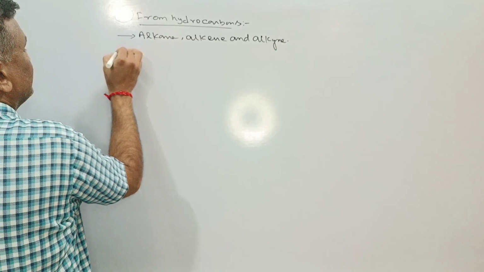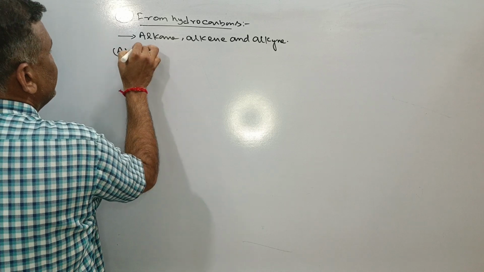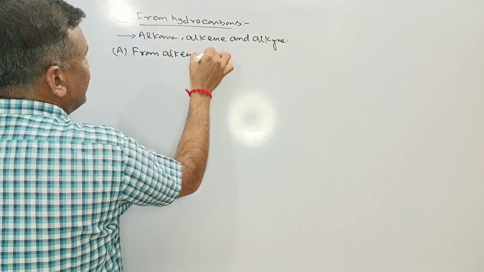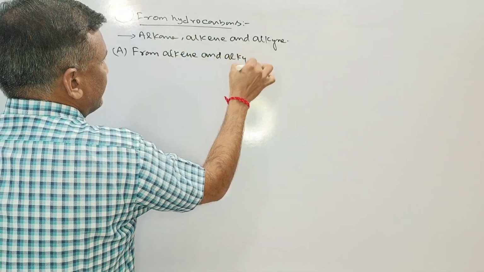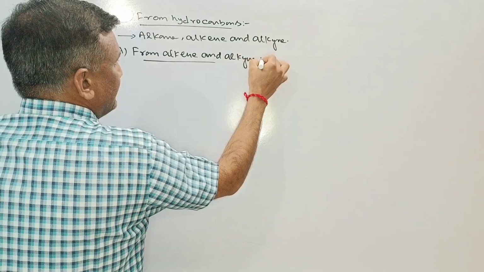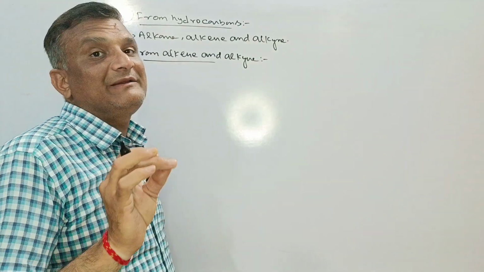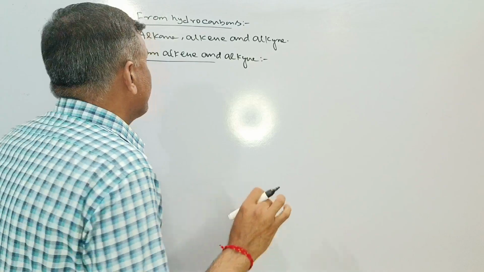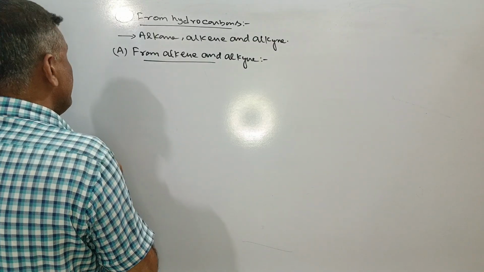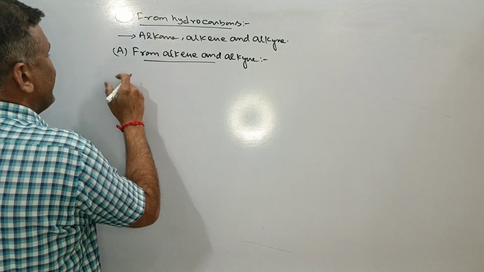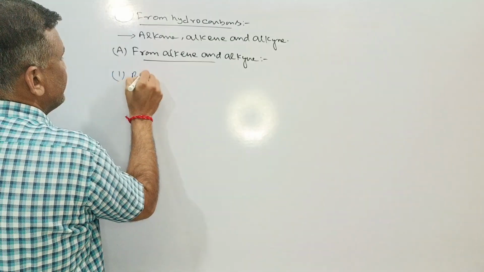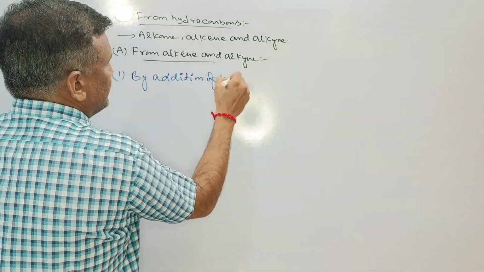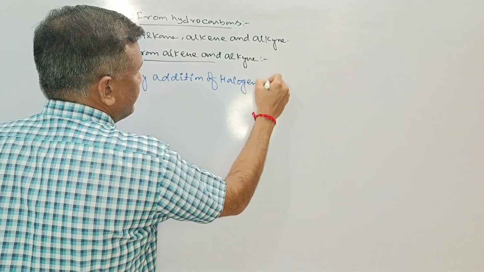We take the alkene and alkyne. Alkene means having at least one double bond, and alkyne means having at least one triple bond. First of all, we'll go with one technique, that is by addition of halogen acid. This is the most important.